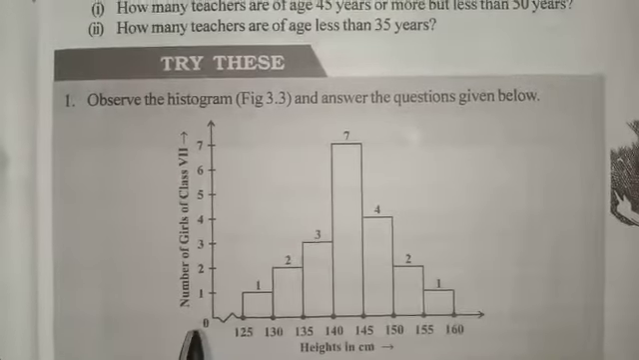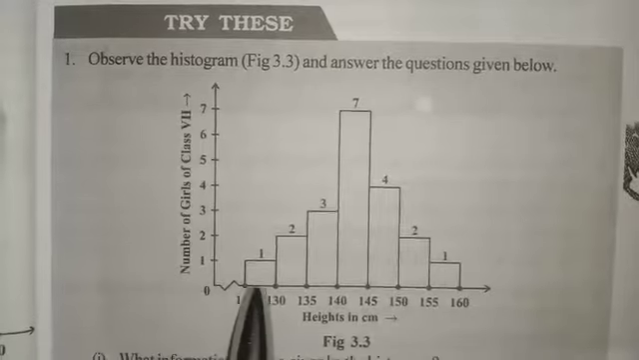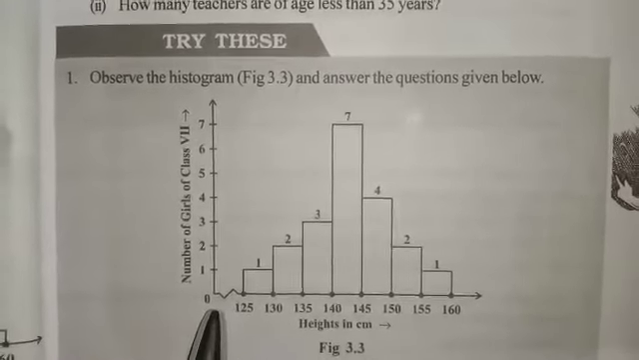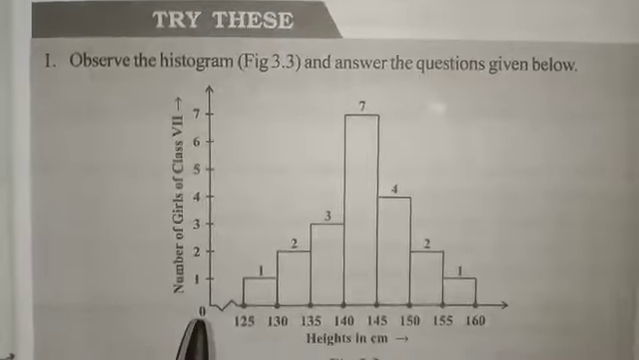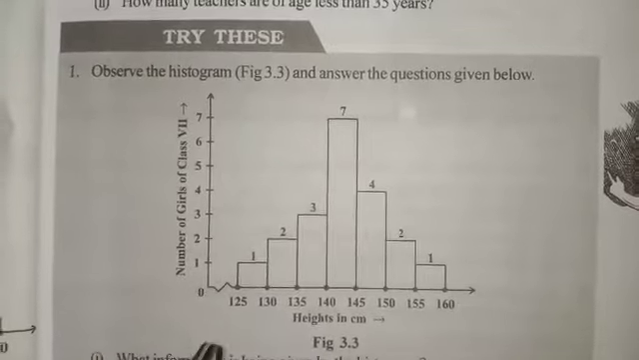But here, from 0 to the first centimeter, they have given 125 centimeters. So they have given it like this. That means from year to year we have 125 centimeters. So you have to show it like this, first centimeter.